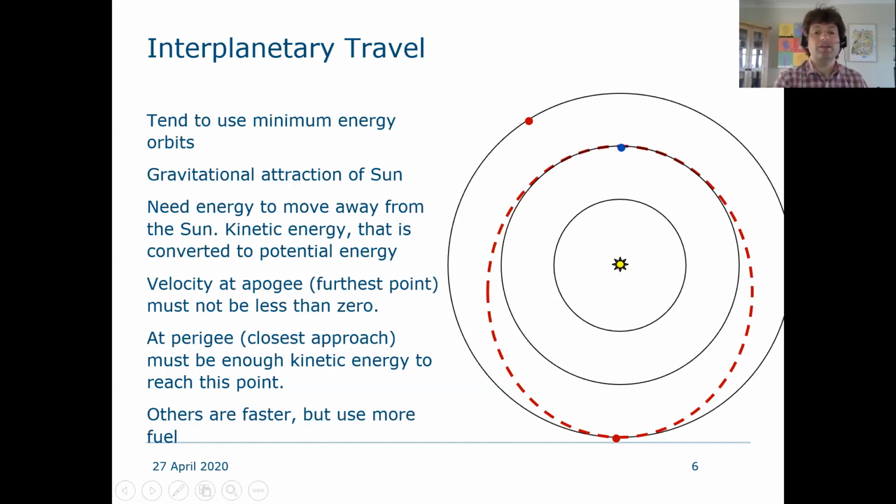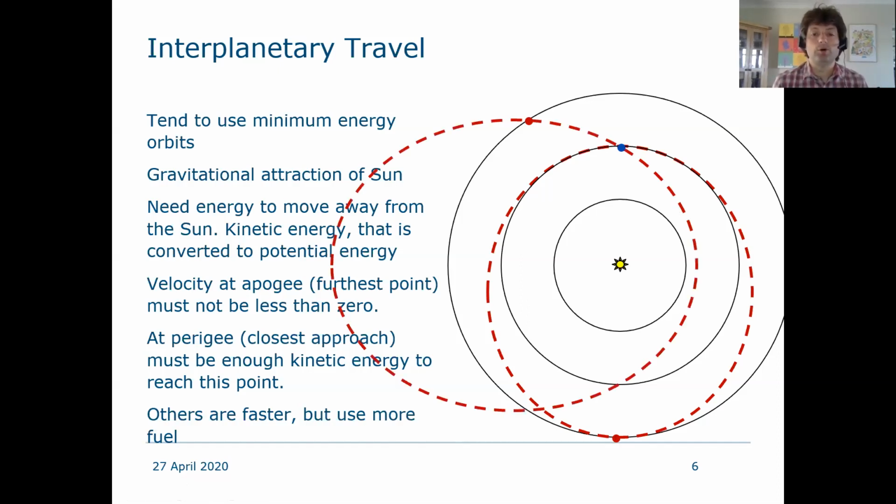So other orbits are faster. For example, this orbit here is faster. There's a shorter distance between the Earth and Mars, but we need more energy. We need enough energy to reach this point all the way out here. If we want to go to Venus, again, we use these elliptical orbits and we try and use minimum energy orbits rather like this.